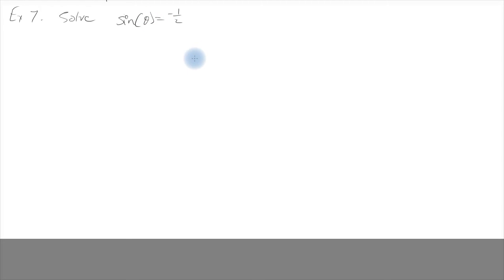Okay, this one's an interesting one. We've got solve sine of theta equals negative a half, and we'll have the same bounds as well. So theta must be between 0 and 2 pi. So remember, it can equal 0, it can't equal 2 pi. All right, let's have a think about this. Okay, let's draw a unit circle to help us think about this one.